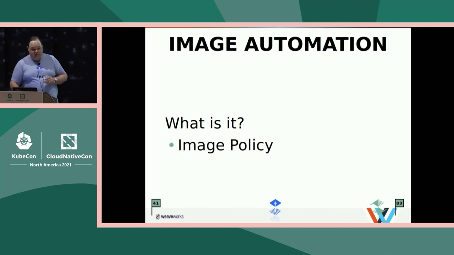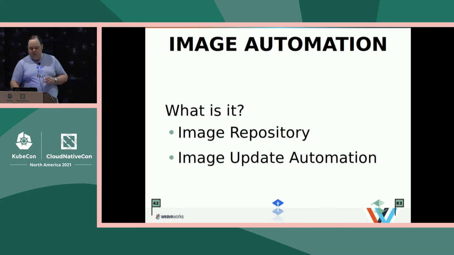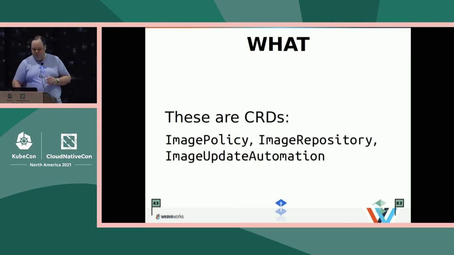So, image policy, image repository. Flux will go out and look at the images that are there and reflect them into the cluster so that it has a record of what image tags exist, filtered through your image policy. And image update automation takes that information and writes it back into the Git repository. And that's cool. These are the CRDs to know.